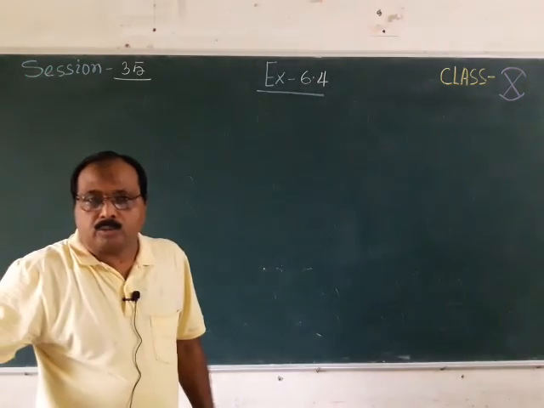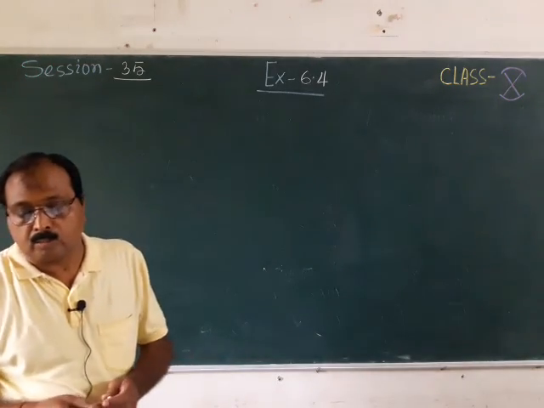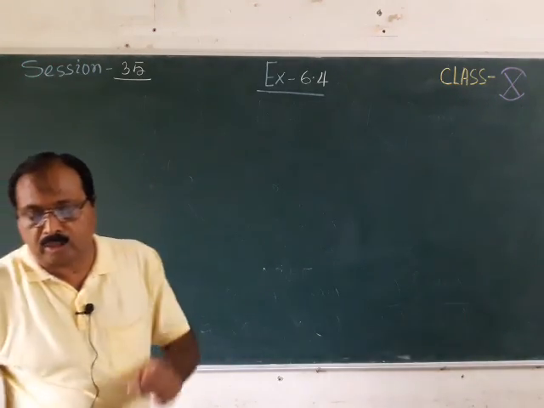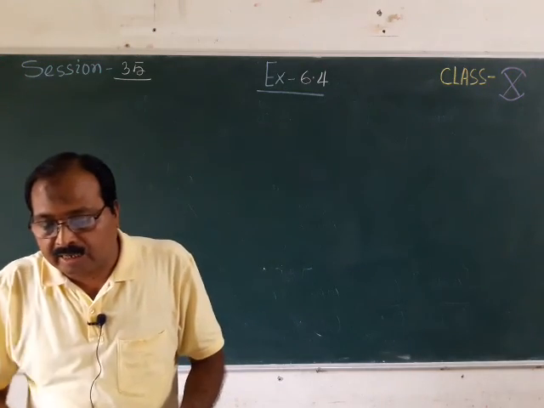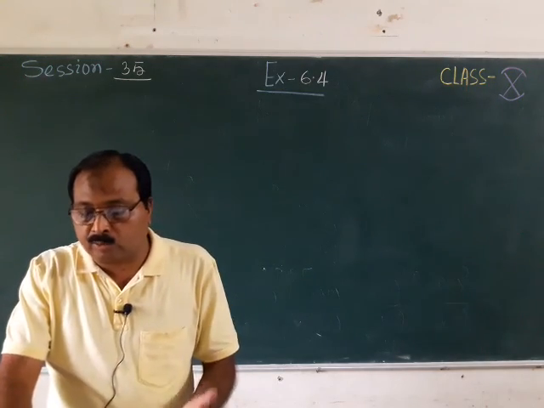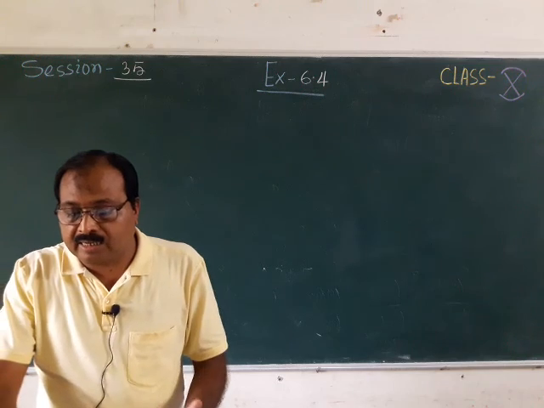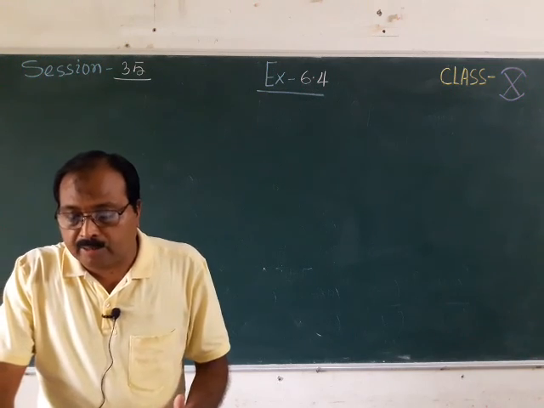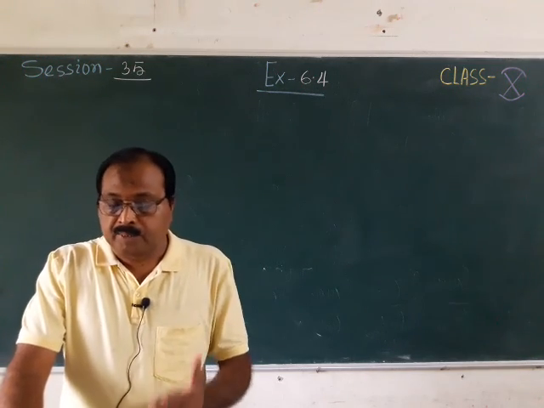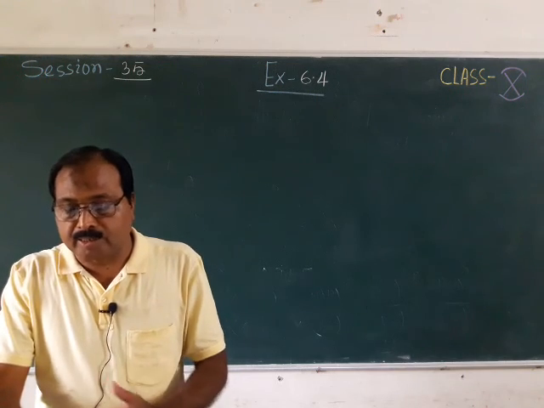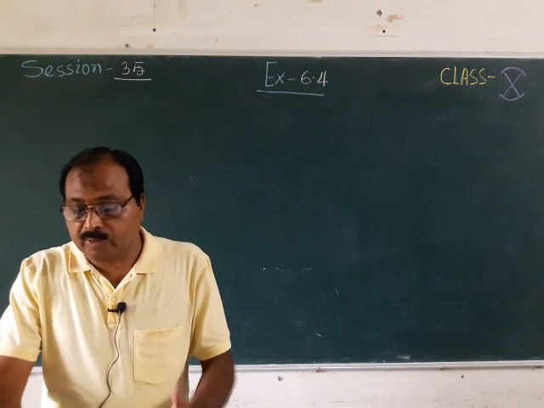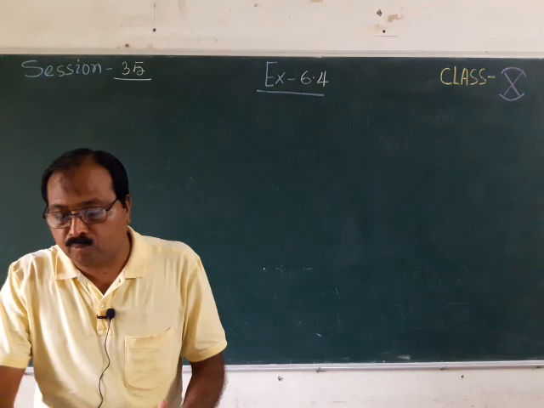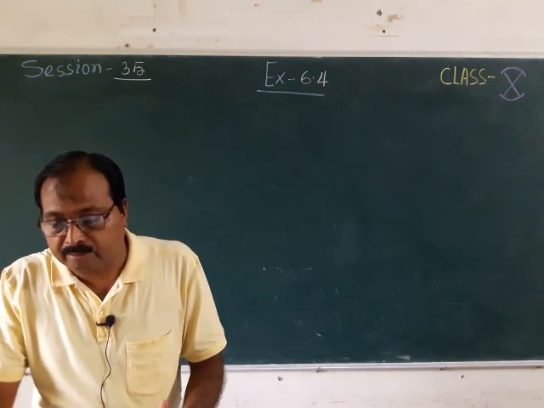Now you can see in your book exercise 6.4, question number 1. Let triangle ABC be similar to triangle DEF and their areas be respectively 64 cm square and 121 cm square. If EF is equal to 15.4 centimeter, find BC.